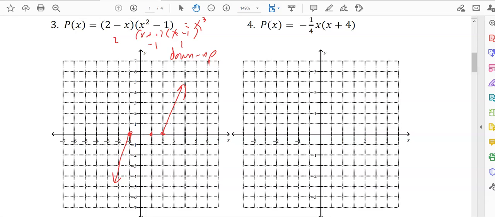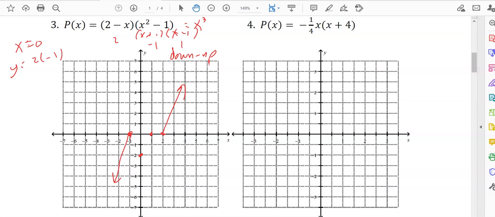The y-intercept looks like it'd be really good to do here. So when x equals 0, plug in x equals 0 here, and you get y equals 2 minus 0, so 2 times 0 minus 1 is -1, so -2. So I get this value. That helps me a ton right there, right? So it's going to bounce off.